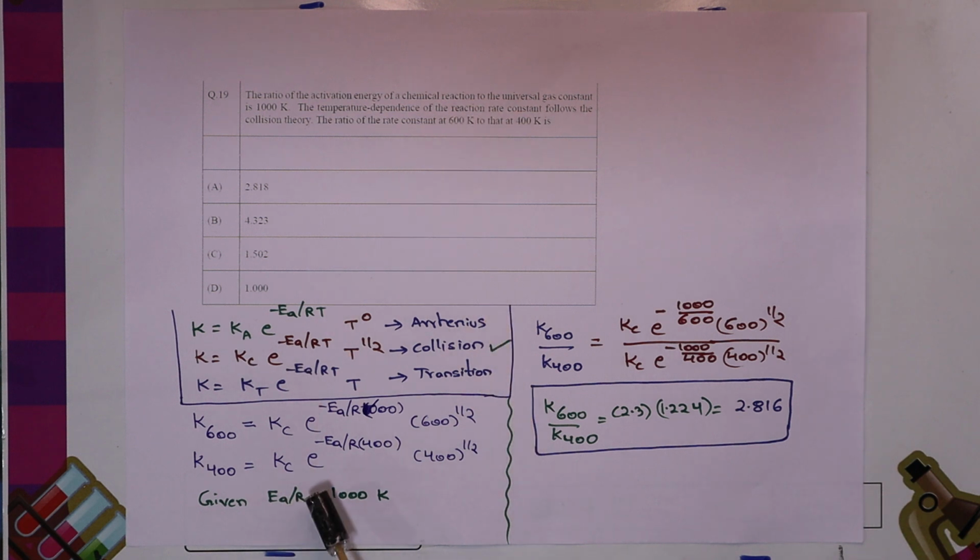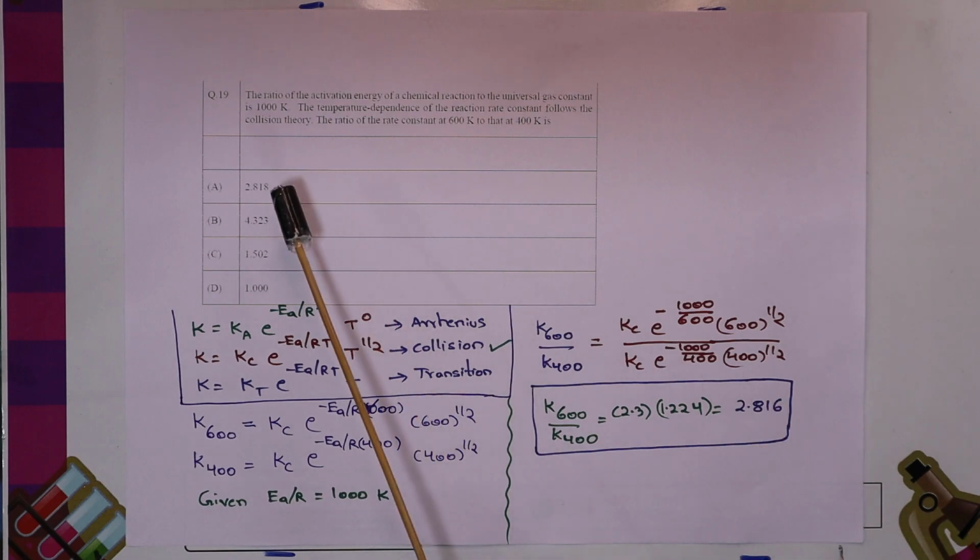In this question, Ea by R is given as 1000 Kelvin. That means you can substitute 1000 Kelvin in place of Ea by R. Simply take the ratio of k at 600 Kelvin divided by k at 400 Kelvin. If you take the ratio and substitute, the rate constant at 600 Kelvin divided by the rate constant at 400 Kelvin is around 2.816. This is what you have to take for option A. Thank you. Let us move to the next question.